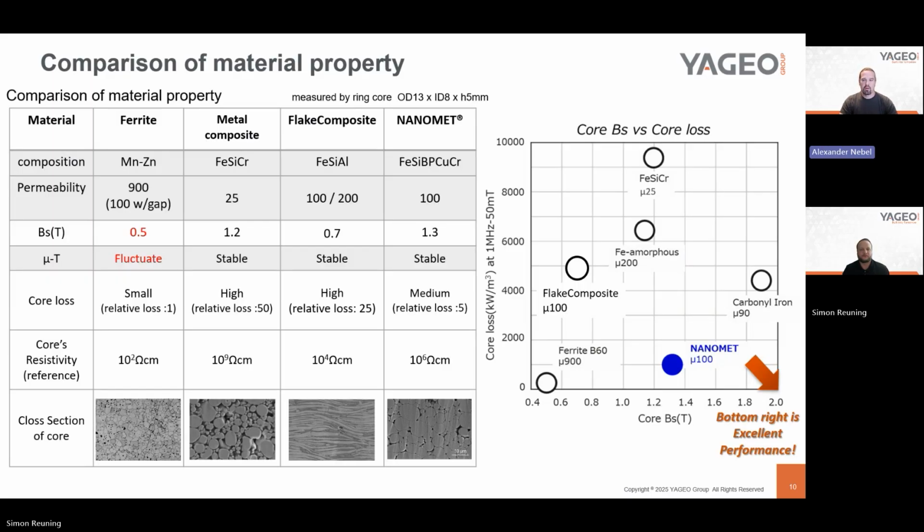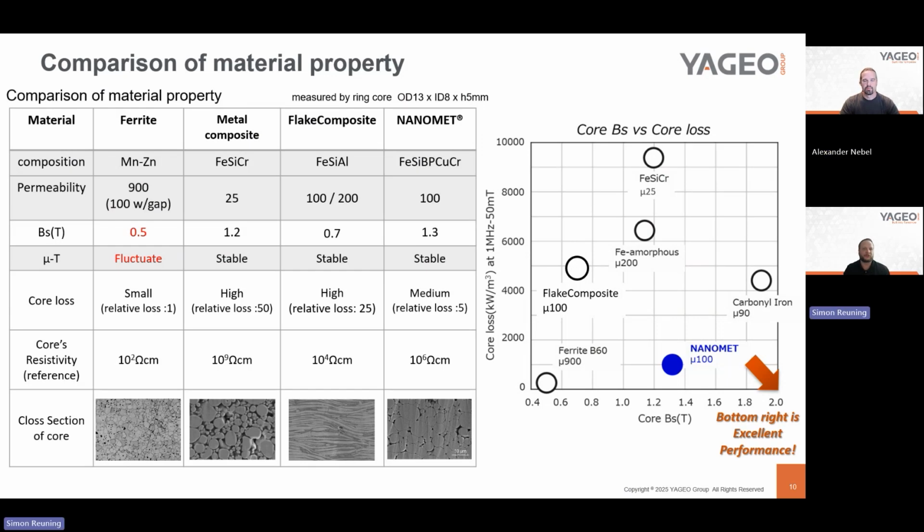So the nanomet material fits very well into these requirements, because we want to be at the bottom right of the picture that we see here. We want to have high core magnetic flux density and low core losses, and nanomet would be the best material that can give us all of these.